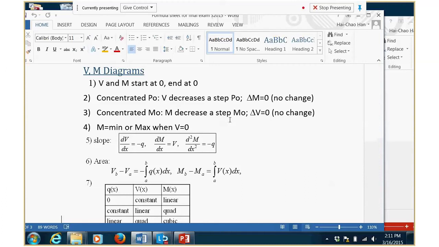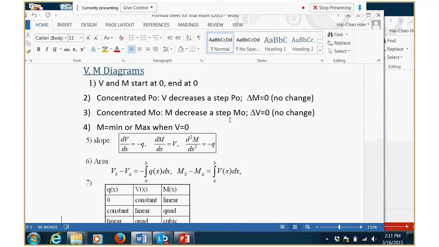For the VM diagram, you can make a cut and draw the VM diagram, or you can just use the 7 rules, follow them, and directly draw it without making cuts. The reason we do it this way is that it's quicker. For the exam, if you really want to make the cut and find the moment and then draw it, that's okay, but it will be much slower. If you do it this way, it's much quicker, and you'll definitely have enough time for solving the problems. So there are 7 rules there.